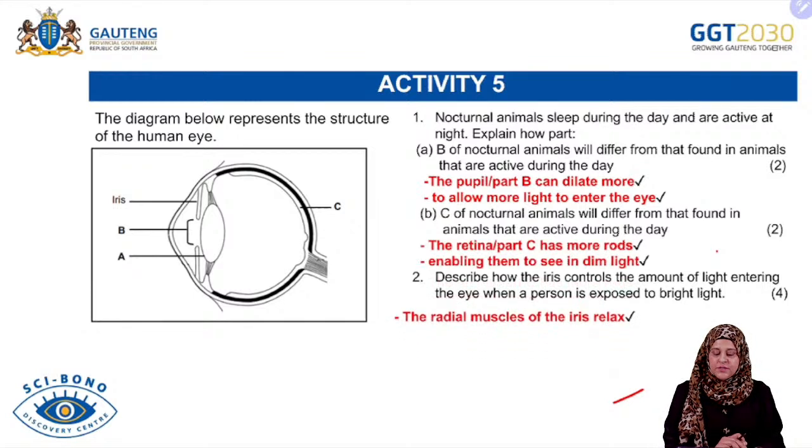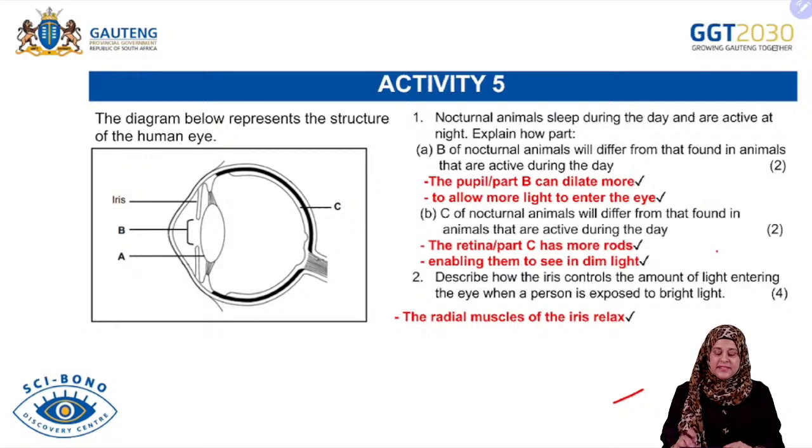Right, the retina has more rods, enabling the animals to see in dim light. And then the last one: describe how the iris controls the amount of light entering the eye when a person is exposed to bright light. Again, remember we said bright light.